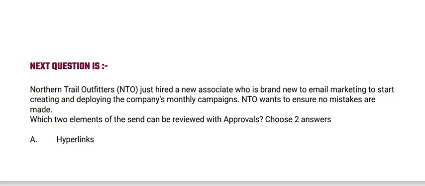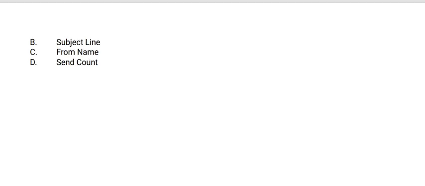And the options are option A, hyperlinks, option B, subject line. Option C, from name. And option D, send count. The correct option is option B and C.